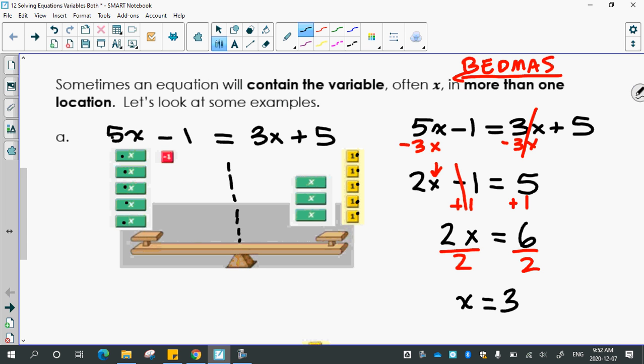Okay? x equals 3. So that would mean that 5 times 3, which is 15, minus 1, this side works out to 14. This side should also work out to 14. 3 times 3 is 9, plus 5 is 14. So 3 is the answer that makes the sides equal. Okay? That's what it means when we're solving the equation. We're finding the value of x that makes that true.